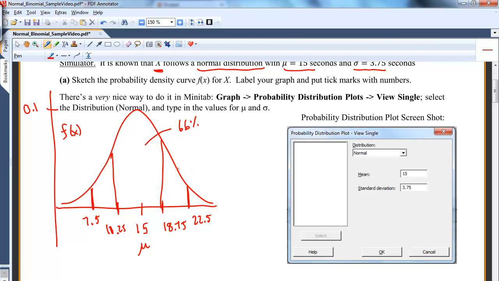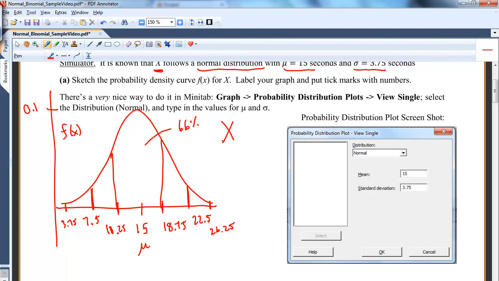So 95% of my data is within 2 standard deviations. If I go out 3, pretty much all my data is within 3. This is going to be 26.25 seconds, and this would be 3.75 seconds. Okay, so again, this is the distribution of x, which is flight times.